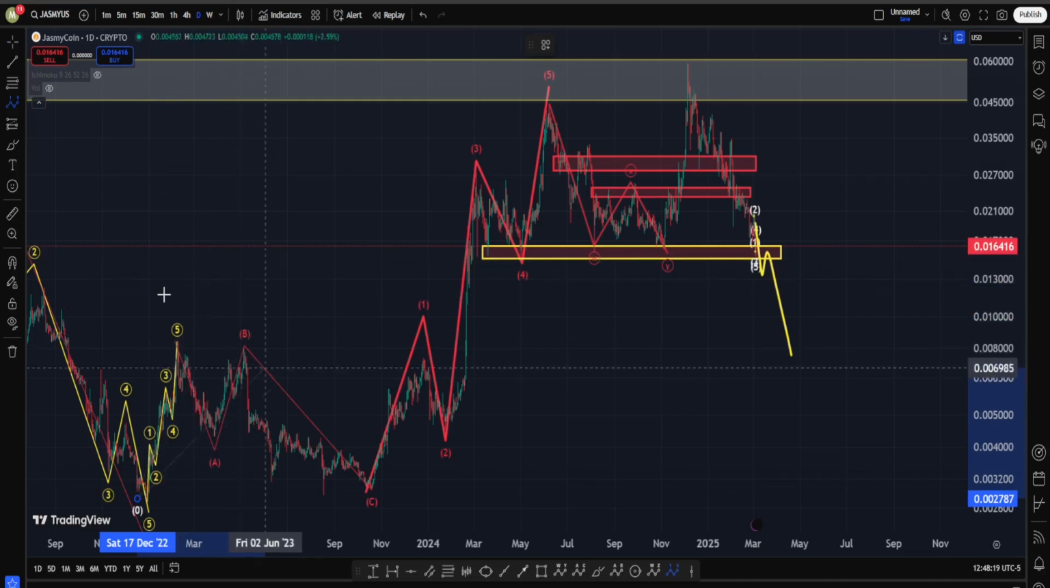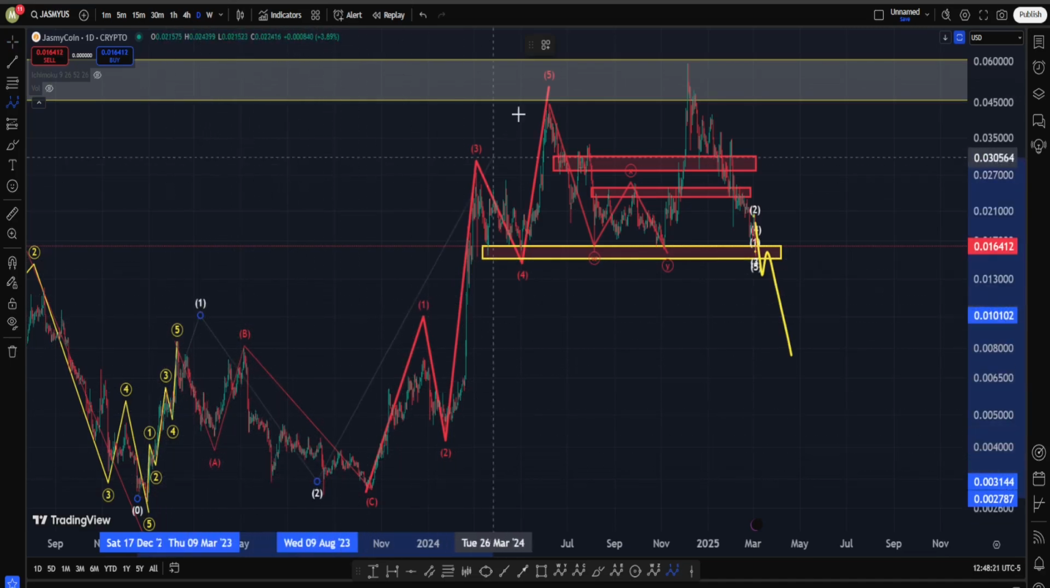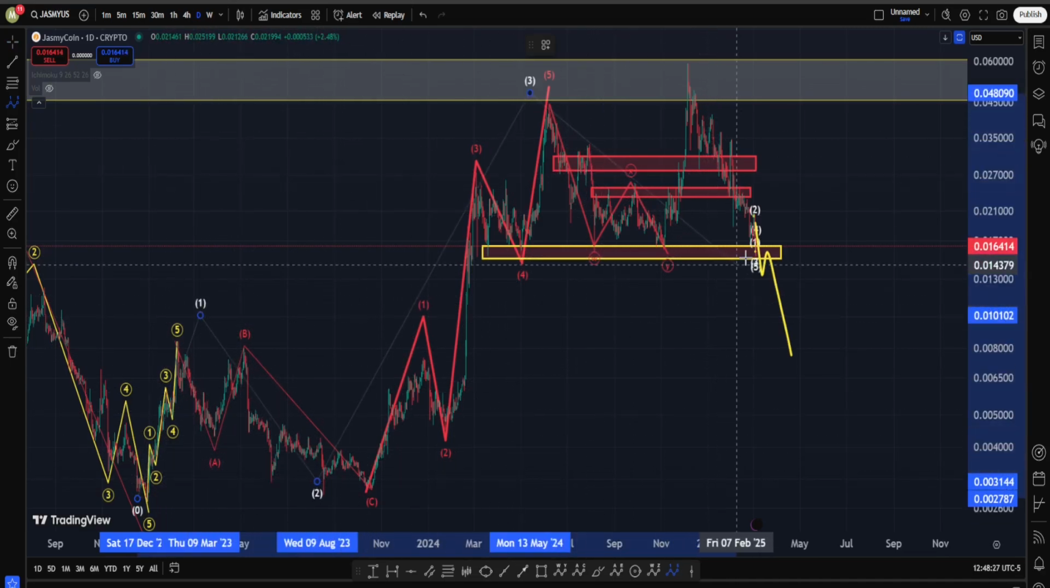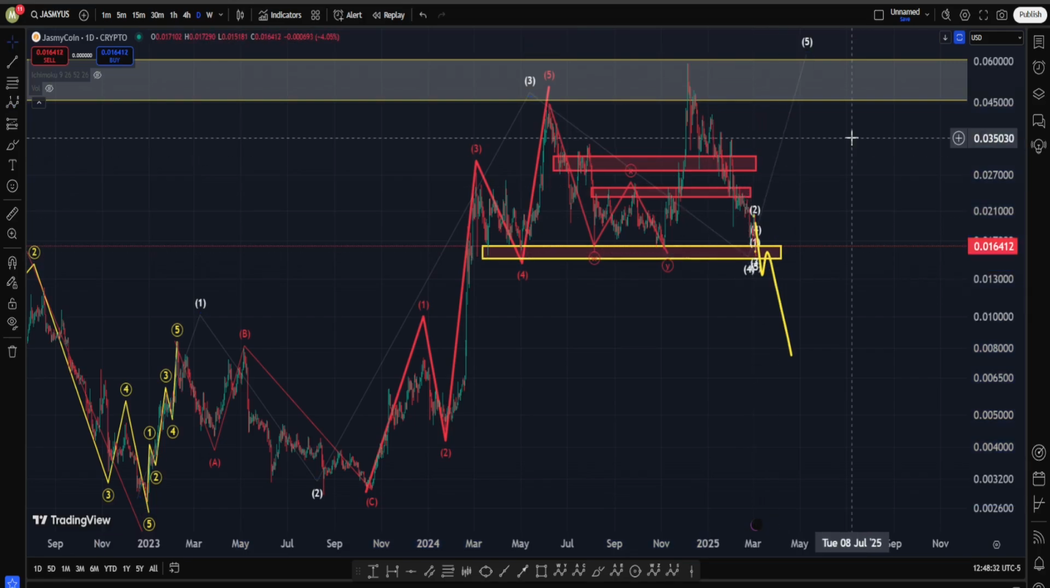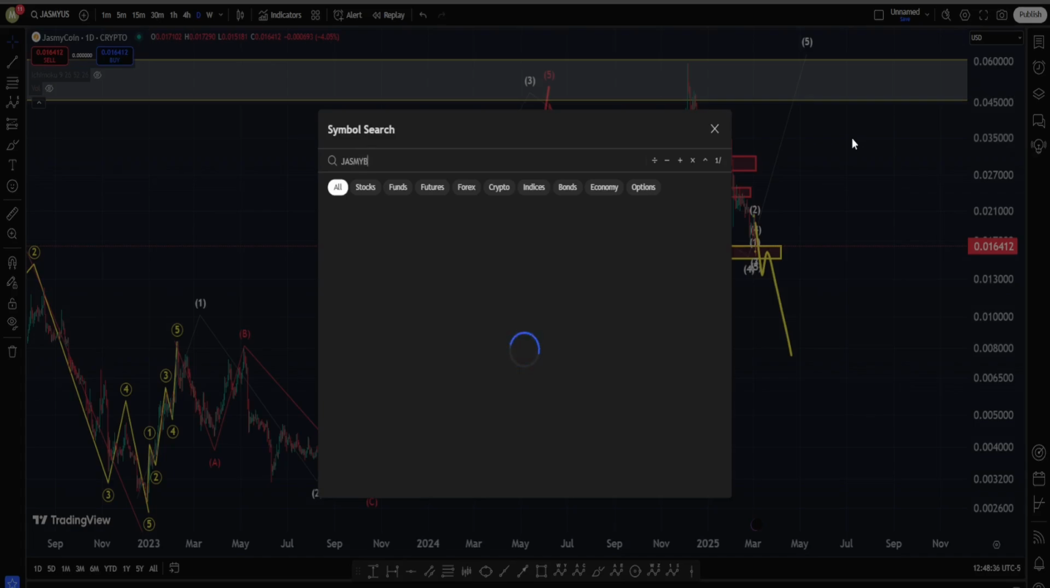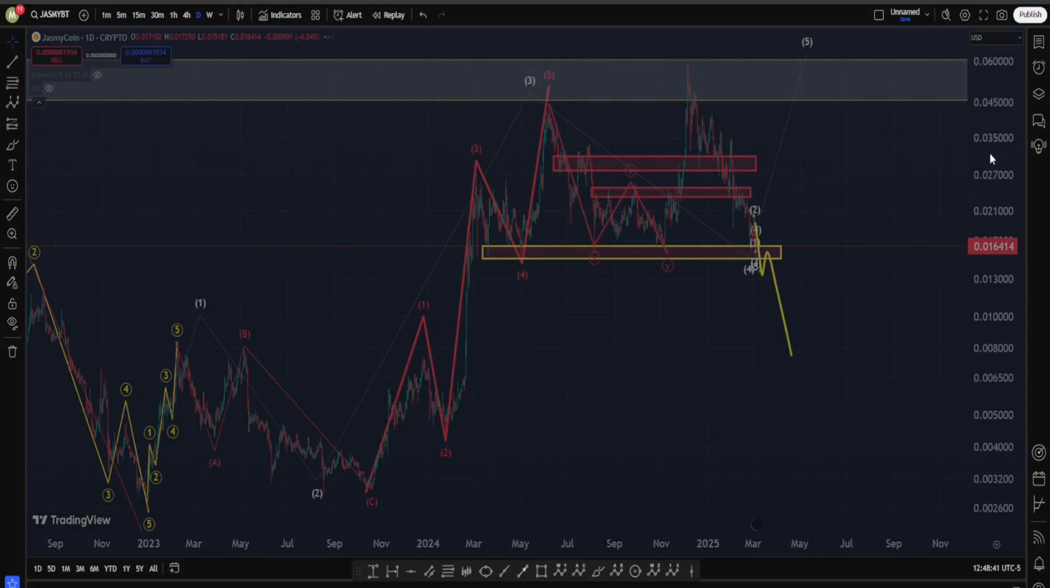There we go, something like this one. Now, here is a very important point. You should also pay very close attention to JasmyCoin's chart versus BTC. And let's go on this chart. And we talked about this subject before.